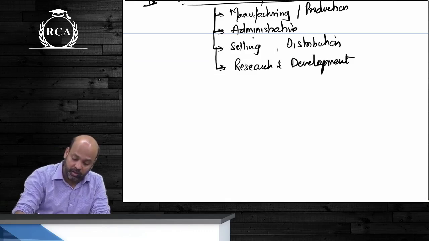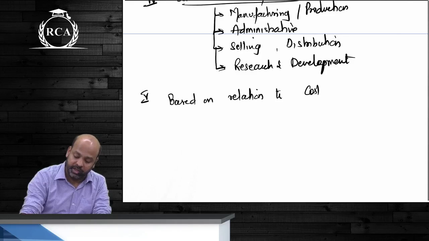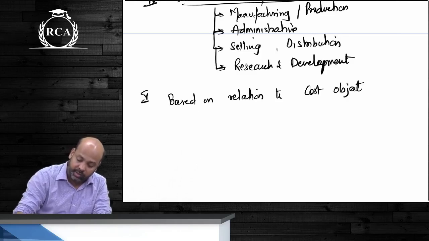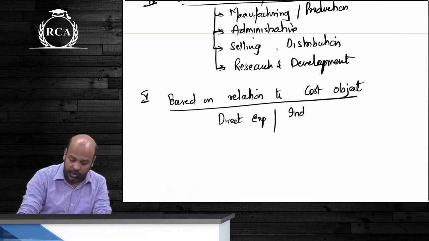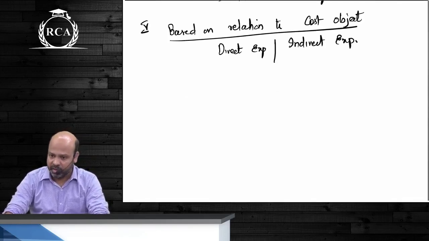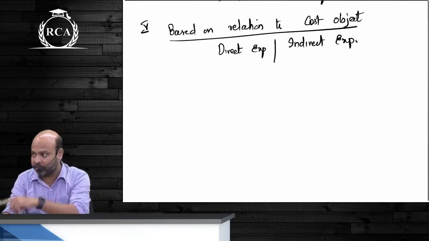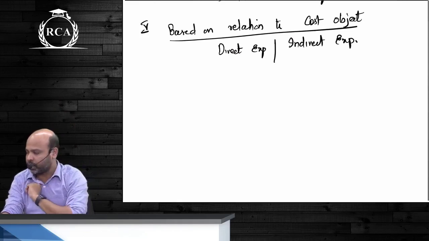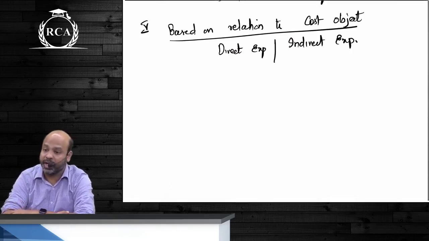The next classification of expenditure, guys, is based on relation to the cost object. We divide the expenses into 2 categories, called direct expenses and indirect expenses. If you already know what they are, just pay attention, just revise it. You've done all of this when doing final accounts of manufacturing entities, because there you have to divide your total expenses into manufacturing expenses and other expenses. Under manufacturing also you should know what are direct and indirect expenses. So based on relation to the cost object, we divide our expenses into direct and indirect.